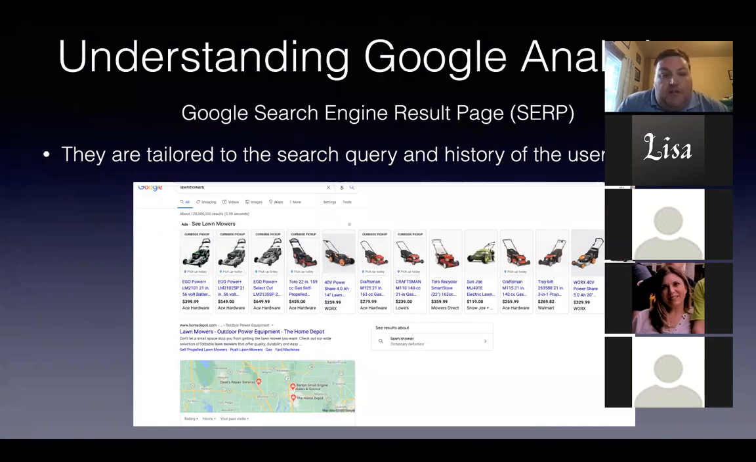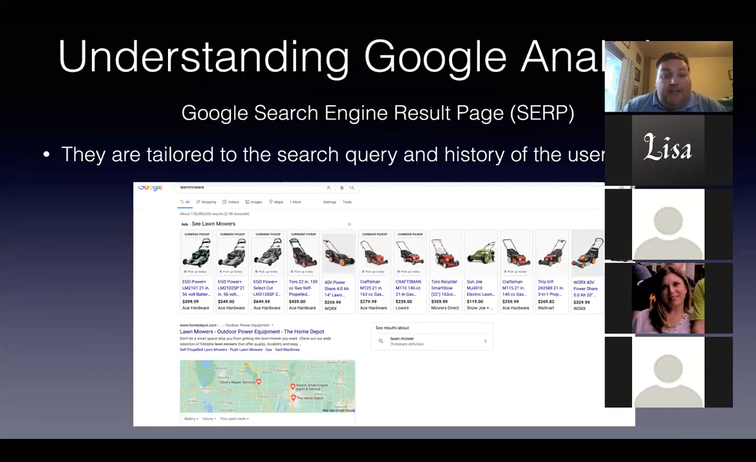Here's a Google search engine results page. The search was lawnmowers, and you have a lot of different options here. Keep in mind, they are tailored to the search query and history of the user. So how somebody puts in lawnmowers may differ from the next person, based on their search history. With search engines, advertisements in Google will always be pushed to the top, and I will talk about this in a little bit. Listing at the top organically, meaning no paid advertisements, is very difficult.